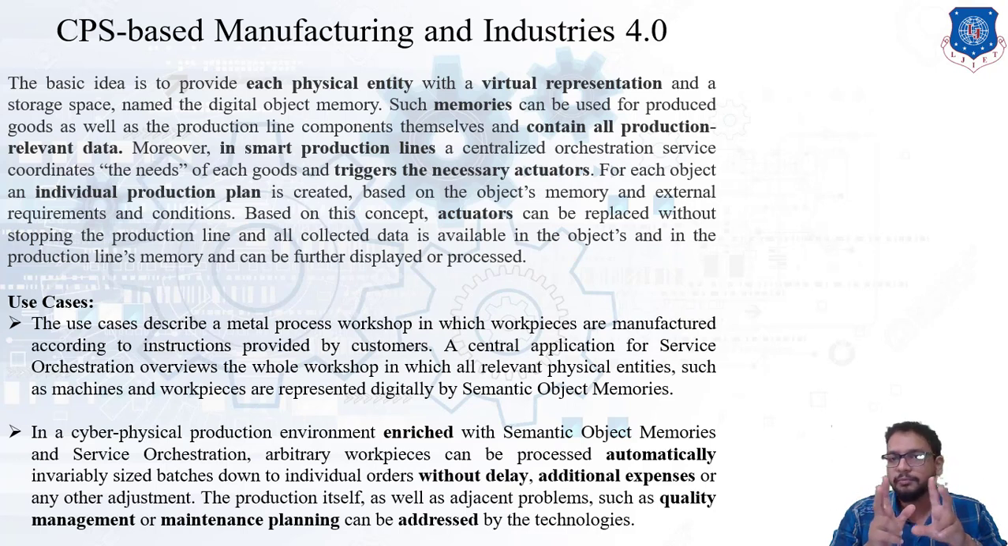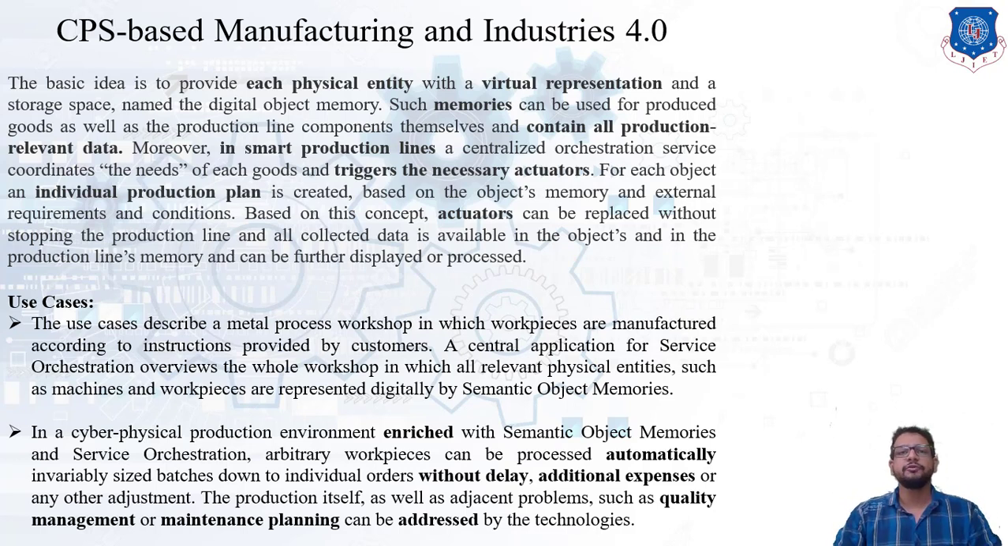Remember there are two important things. First is an application or a system called the centralized orchestration service. This service is basically an application. That application is going to coordinate with the semantic object memory or digital object memory. How is it going to coordinate? Whatever need comes to produce a good will be provided to that orchestration service unit. That service unit will coordinate with the digital object memory, retrieve all the necessary data related to that object, and trigger the necessary actuators.